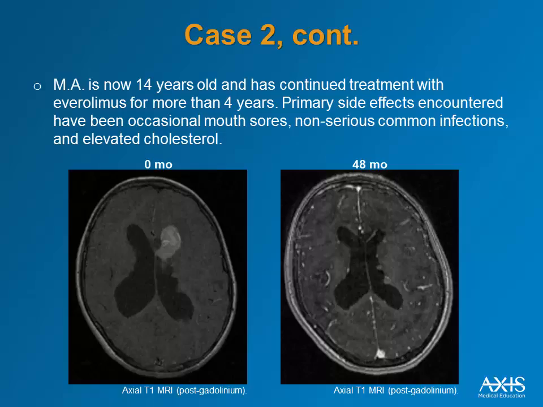She's had occasional mouth sores, and she's had a few commonly acquired upper respiratory infections, and she has had some mild elevation of cholesterol, all of which are known side effects that I talked about earlier in the presentation. But now you can see what her scan looks like at 4 years of continuous therapy. And at the same level of imaging in the axial plane, the SEGA tumor is almost unidentifiable in this patient. So she continues on therapy to this day for treatment of her SEGA, and mother is quite happy with the response, and particularly happy to not have required repeat surgery after the previous attempt.